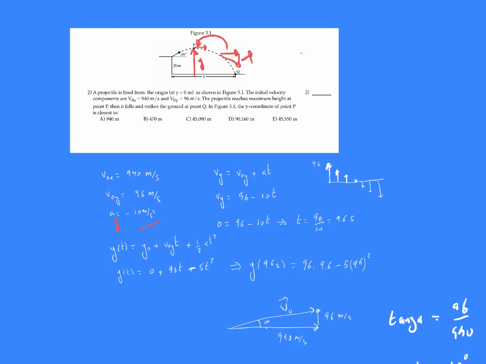And the equation that Vy will follow is Vy equals V0y plus ay t. That is the equation of motion with constant acceleration. So in our case, Vy will be V0y, 96, minus, since a is negative, minus 10t.